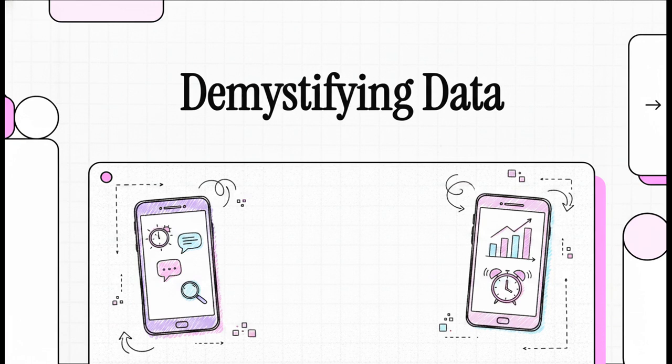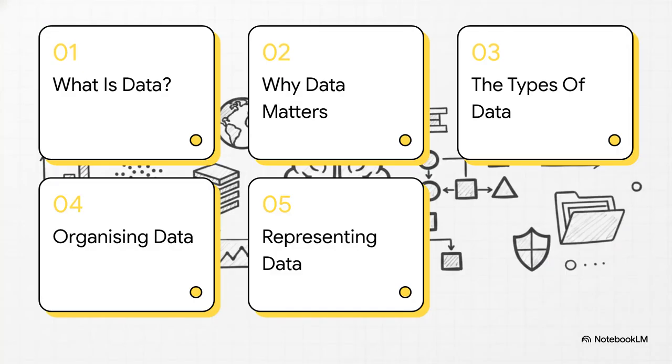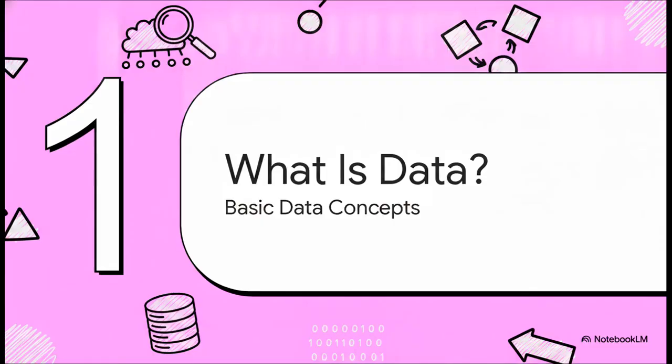But how often do we actually stop to think about what this invisible force is, how it systematically operates behind the scenes, and how it shapes almost every single aspect of our hyper-connected lives? Here's our quick roadmap for today. We're going to define what data actually is, look at its real-world impact, check out the different flavors it comes in, learn how to wrangle the chaos, and finally, figure out how to represent it clearly. So let's dive right into our first building block and start with the absolute basics.